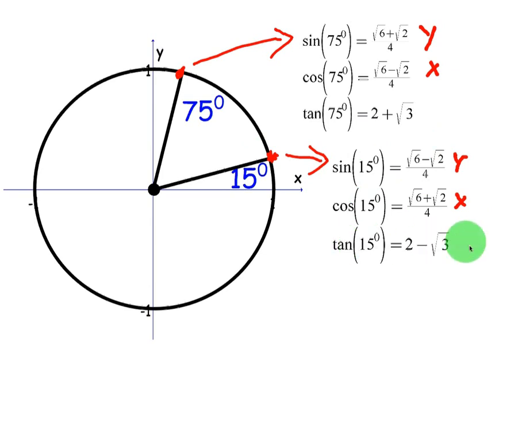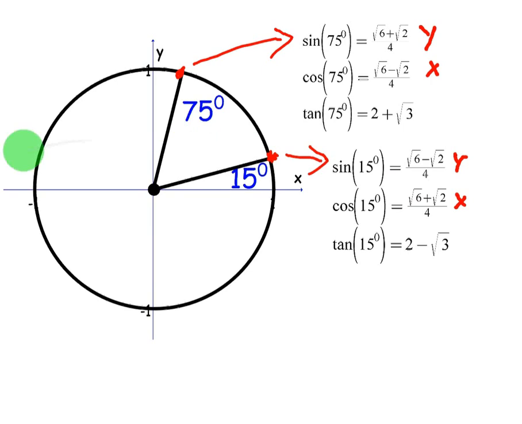Now we know that tangent is x over y, right? So we can put tangent of 15 right here and know that our x over y is equal to 2 minus square root of 3. Now, we never really have to figure out x over y per se. Y over x, I should say. I'm sorry, I misspoke. Tangent is y over x. We might not ever have to figure out y over x per se, but we do know that tangent is positive in the first quadrant, negative in the second, positive again in the third, and negative in the fourth.